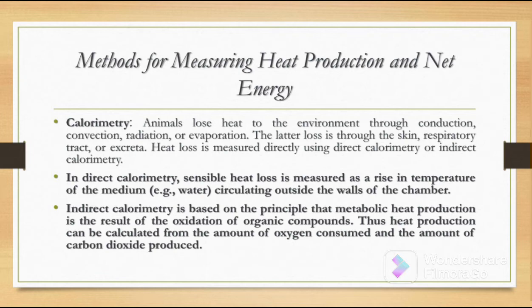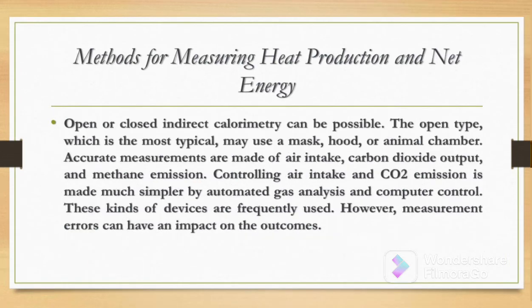Next, indirect calorimetry is based on the principle that metabolic heat production is the result of the oxidation of organic compounds. Thus, heat production can be calculated from the amount of oxygen consumed and the amount of carbon dioxide produced. So, indirect calorimetry systems estimate respiratory gas exchange as a surrogate for substrate consumed and produced during metabolism. Take note, this is done by one of four methods: confinement, closed circuit, total collection, and open circuit approaches. Open or closed indirect calorimetry can be possible.